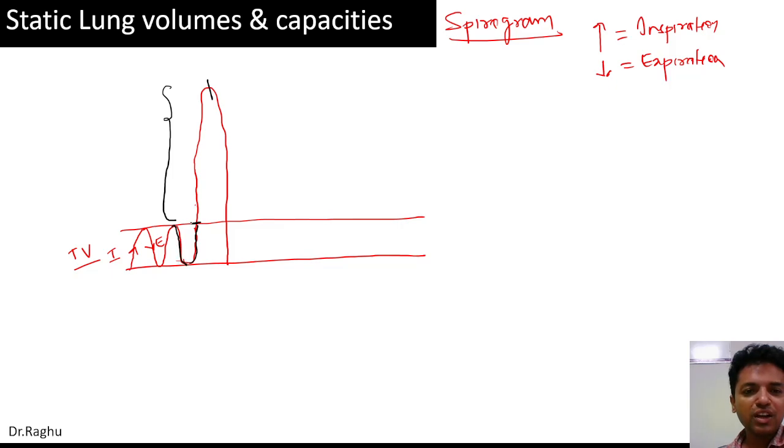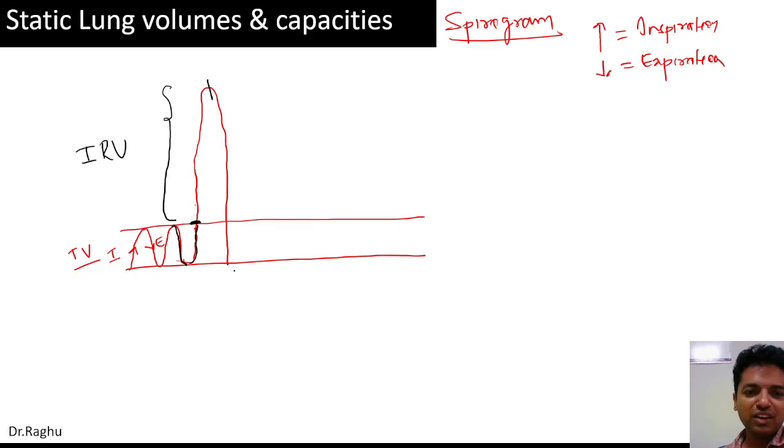So the amount of air which a person can inhale above the normal tidal inspiration, with the maximum inspiratory effort, is called as inspiratory reserve volume. It is called as inspiratory reserve volume.